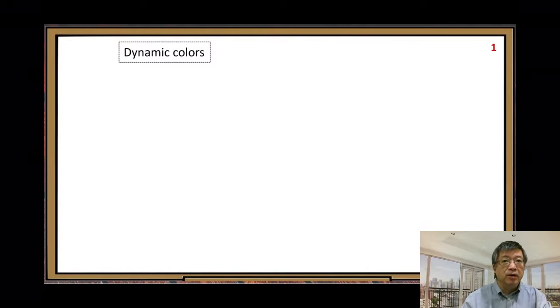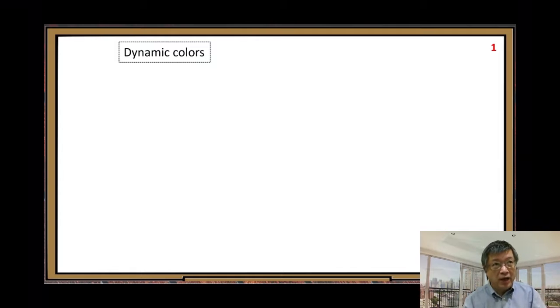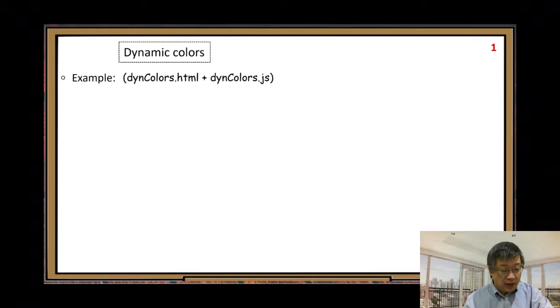Our first example, dynamic colors. I include the examples in the zip file, so you can download and play around, because these examples are pretty simple. So here I just describe these examples. I do not need to play in front of you. The first example has two files: DynColors.html and DynColors.js.